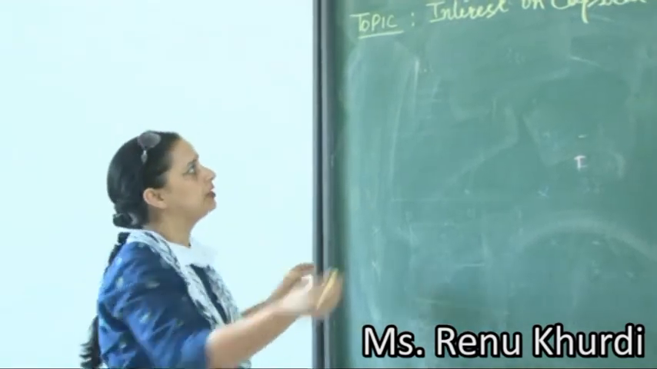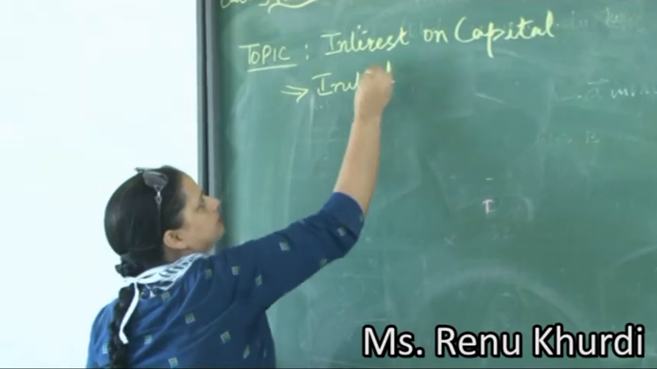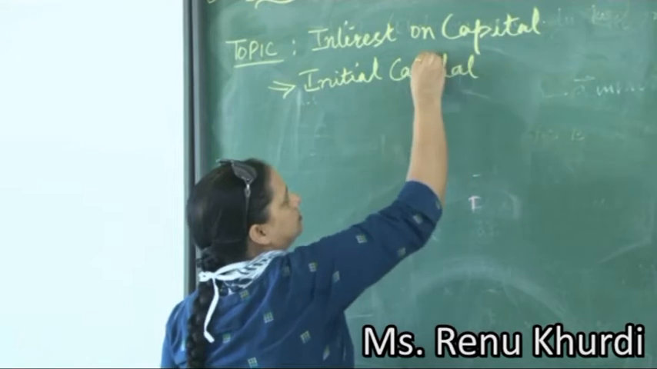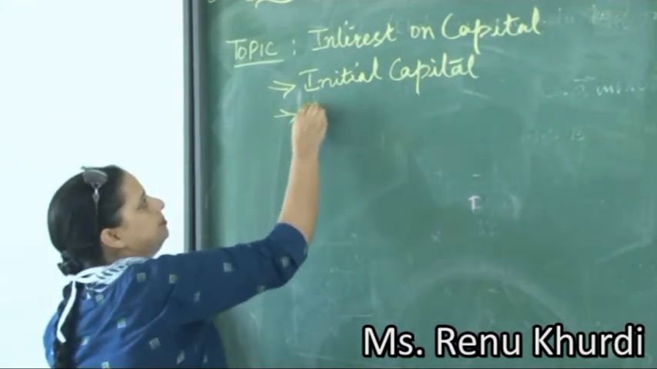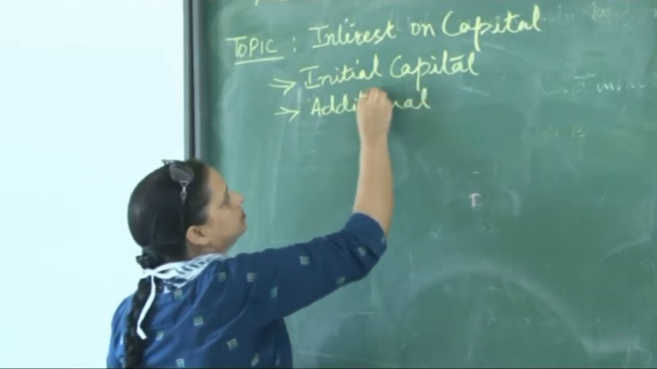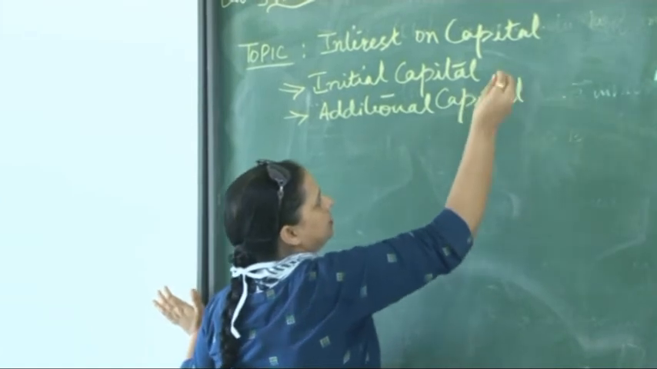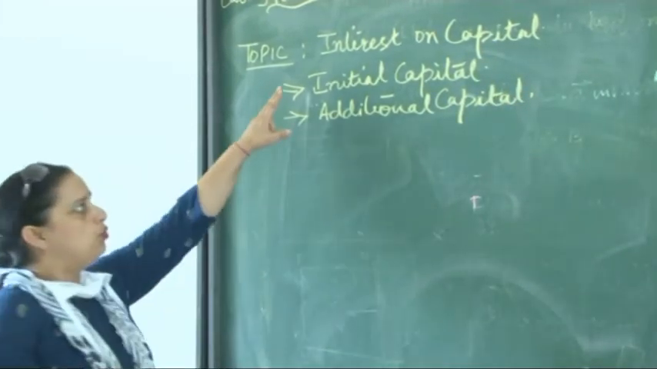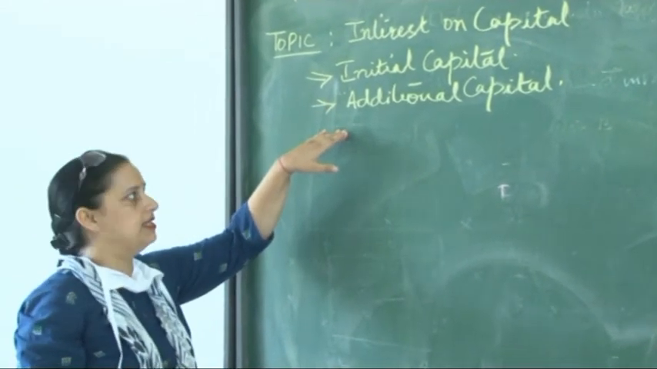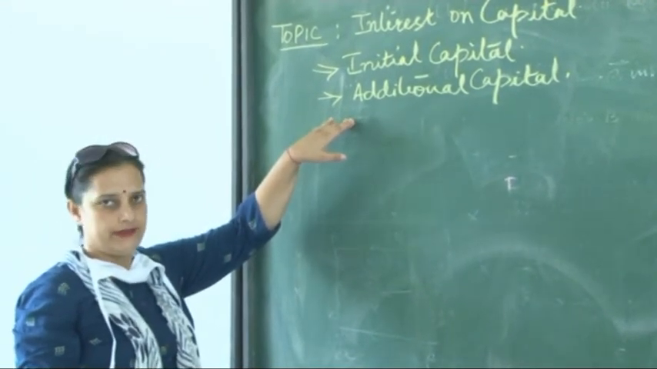of the partners. We have two types of capitals. First is initial capital, and another one is additional capital. And interest is calculated on both types of capitals invested in the business. Whatever sort of capital we have invested in the business, we have to calculate the interest.